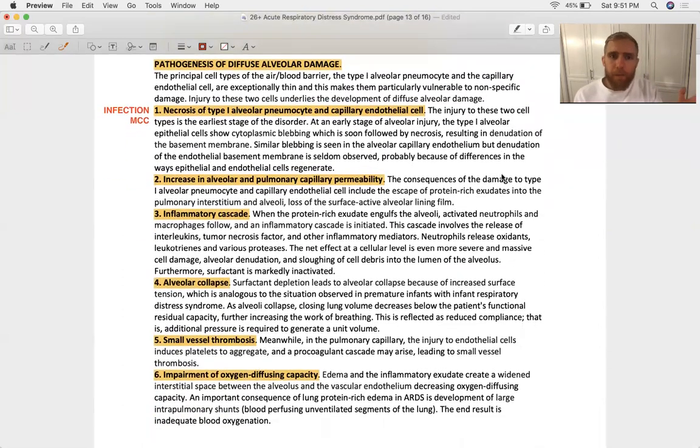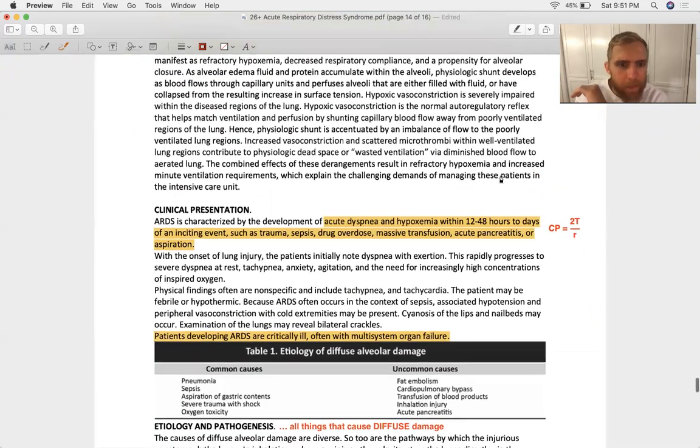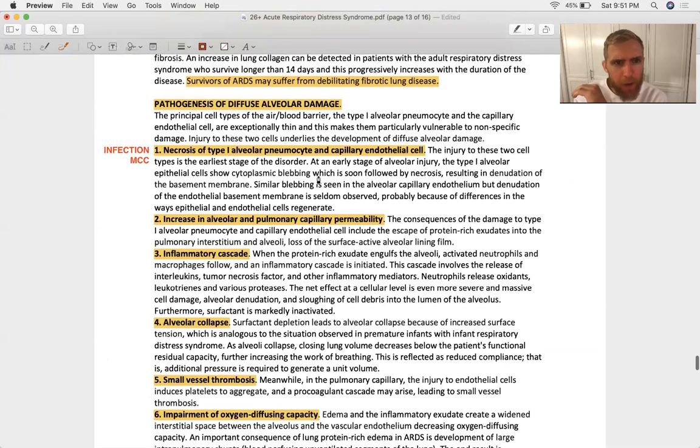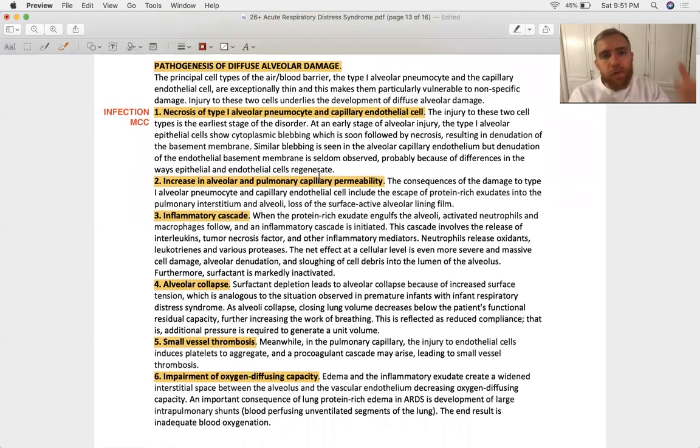Let's talk about different causes of diffuse alveolar damage. And what I want you to recall is that, I'm sorry, this is not that section. Etiology and pathogenesis. That's the section I was thinking of. We'll get there. So pathogenesis of diffuse alveolar damage is talking about what's going on at the cellular level. We've really hammered this home, but I want to walk through this timeline again.